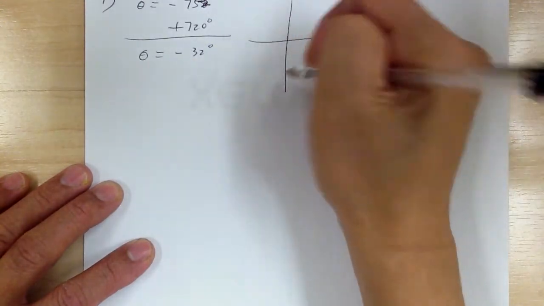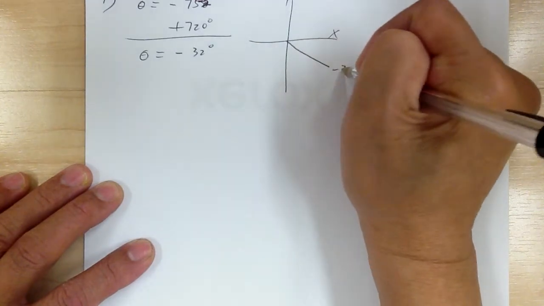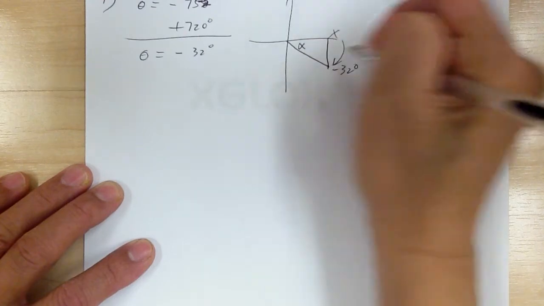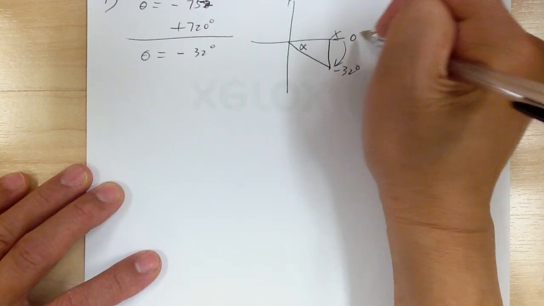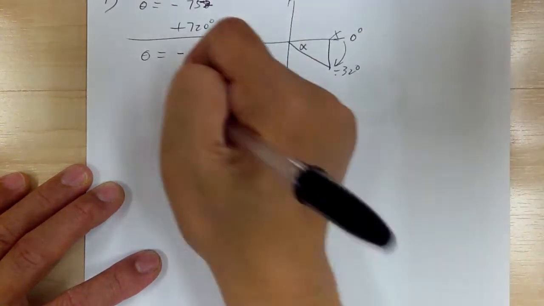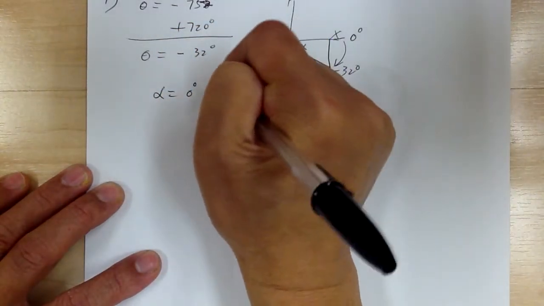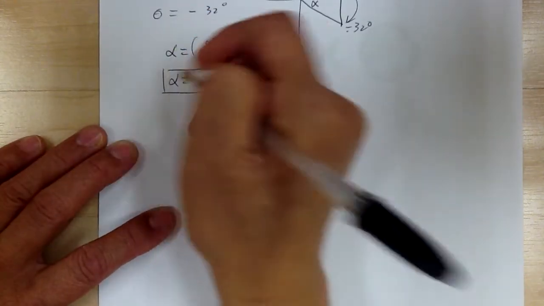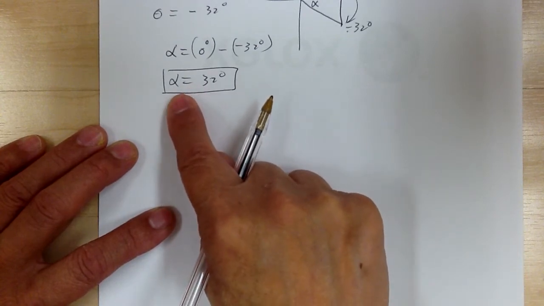So you draw your angle. Negative 32 is about right over here. By drawing this, you can see that alpha is going to be 32. But again, if you don't see that, you label it and use the end minus the beginning. So alpha equals 0 degrees minus negative 32 degrees, so alpha is equal to 32 degrees. Now, alpha is always positive, and it's always between 0 and 90.